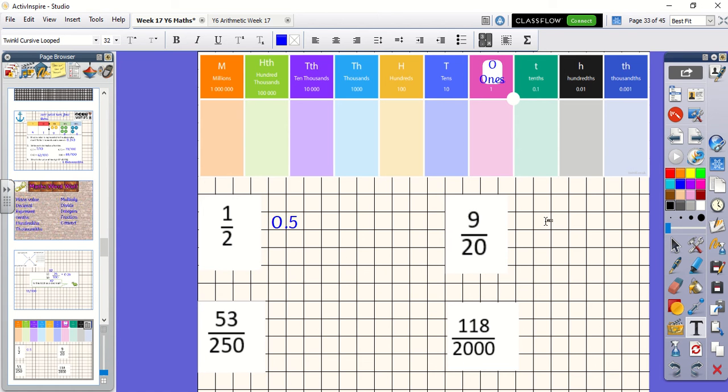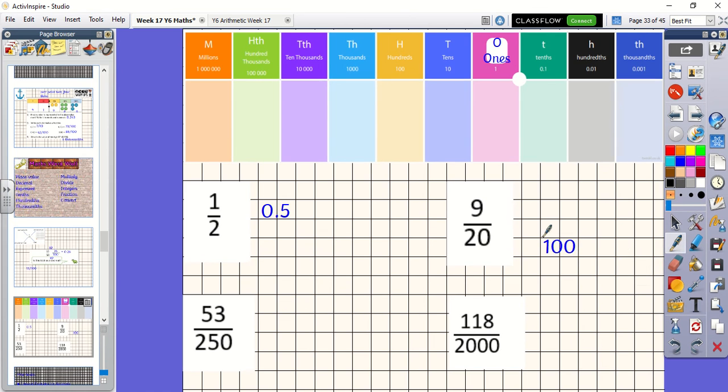Now, here we've got 9/20ths. Now, we haven't got our denominator of either 10 or 100 or 1,000, so we can't convert it into a decimal just yet. We need to convert it to a fraction with 100 as the denominator.